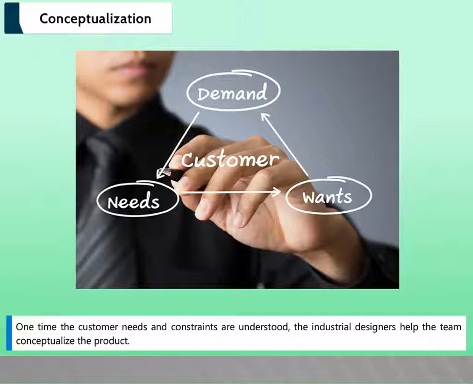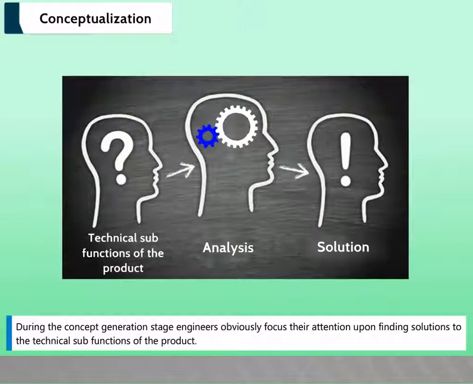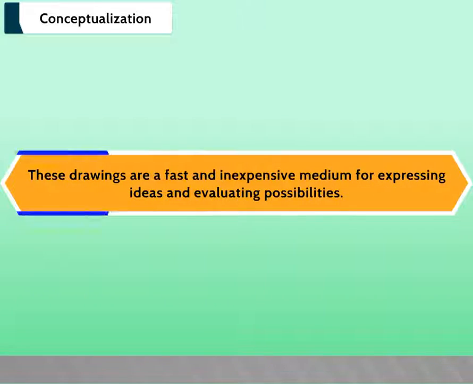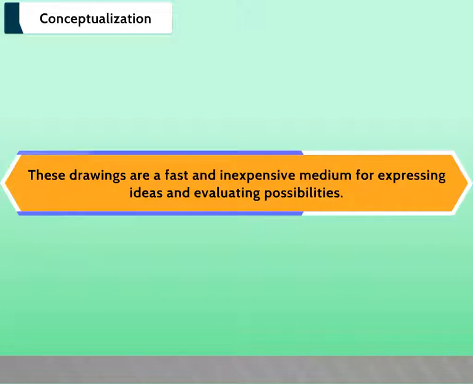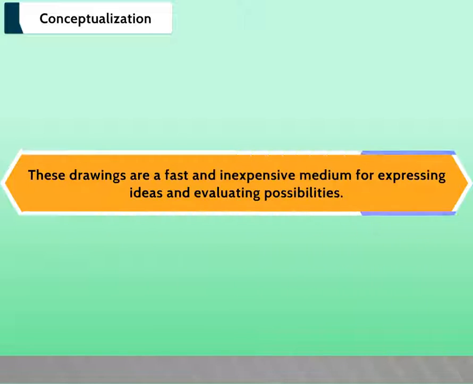Conceptualization. Once the customer needs and constraints are understood, the industrial designers help the team conceptualize the product. During the concept generation stage, engineers obviously focus their attention upon finding solutions to the technical sub-functions of the product. These drawings are a fast and inexpensive medium for expressing ideas and evaluating possibilities.